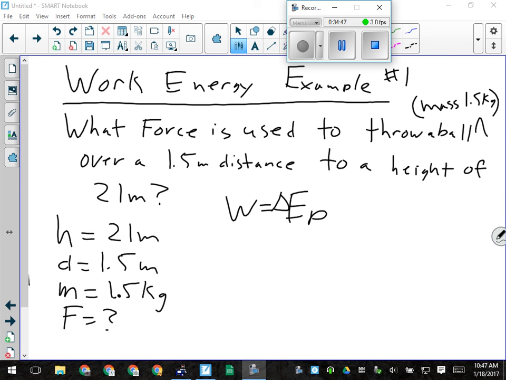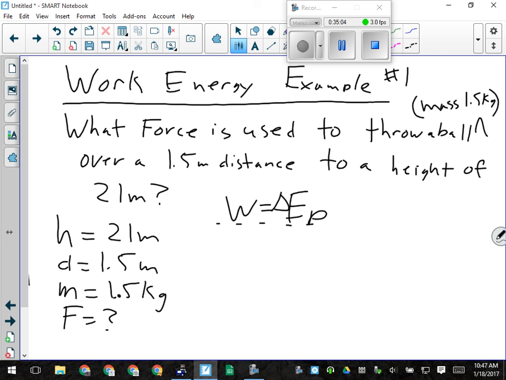Okay, so potential energy is changing about the ball. We know that because its height is changing. That's what we're told: it's going from some unknown height, which we would assume would be the ground, to 21 meters. So first, the next thing we write is work is a change in potential energy.